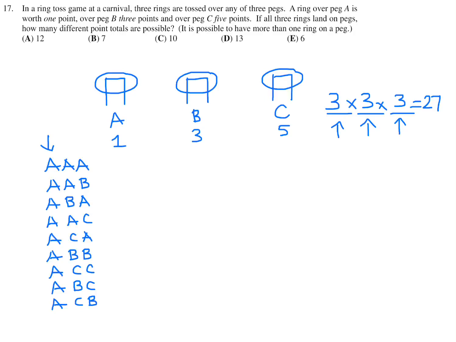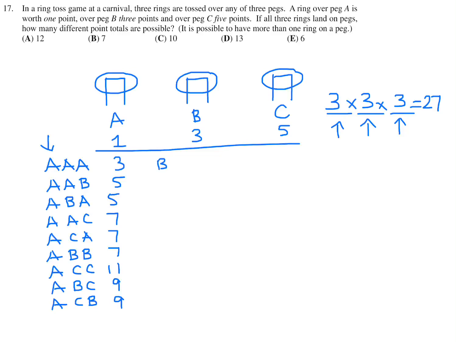Well, AAA gives you a point total of 3, right? Because each time it lands on A, you get 1 point. AAB gives a point total of 5. The next one is 5, 7, 7, 7, 11, 9, and 9. All right? So that's all I did there. I just wrote down the possible outcomes, and then I figured out the points for each outcome.